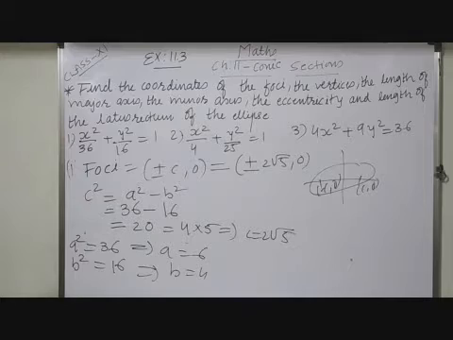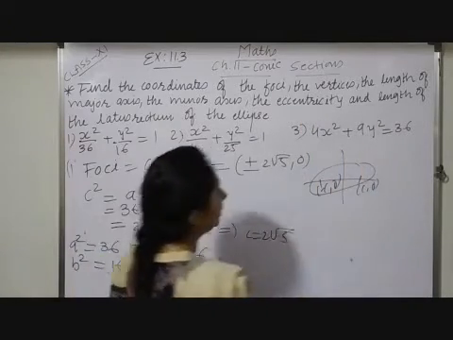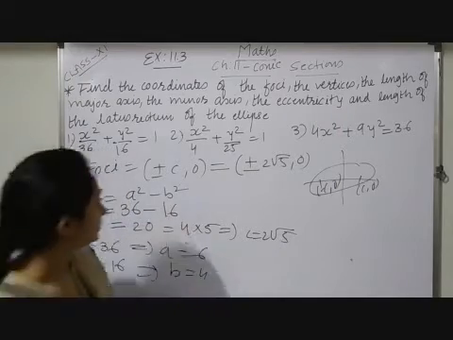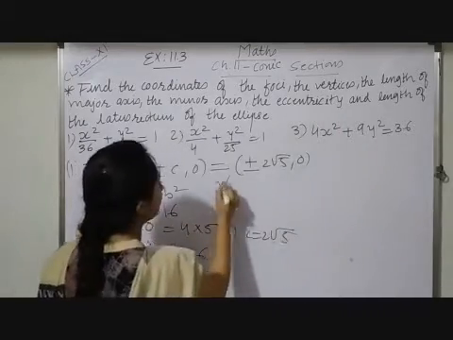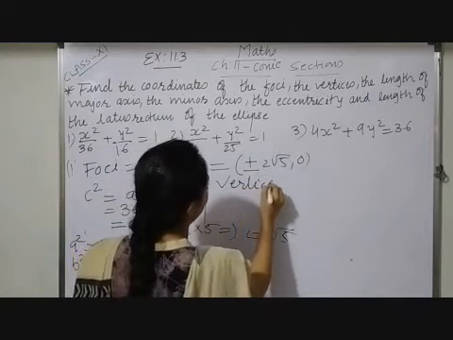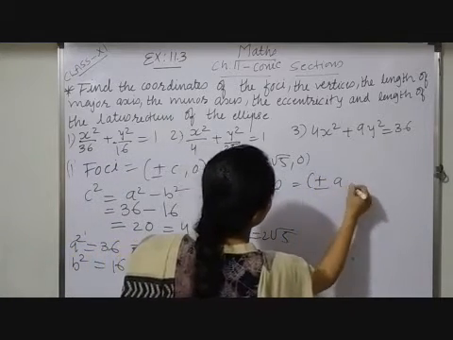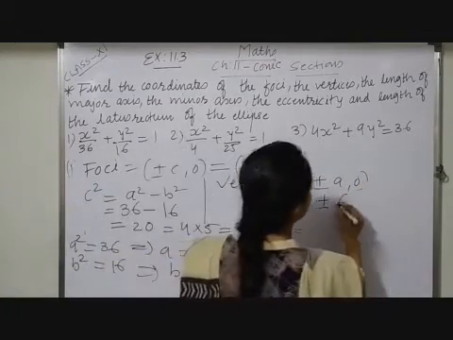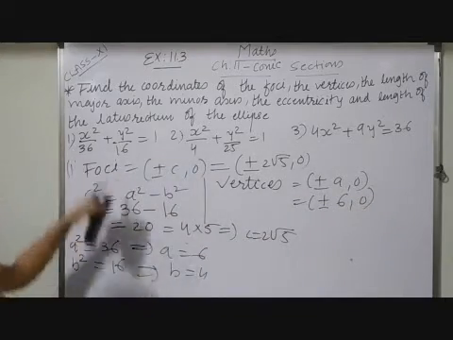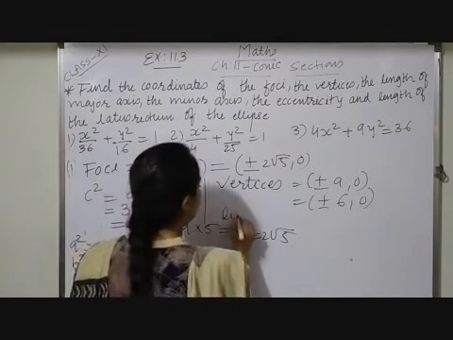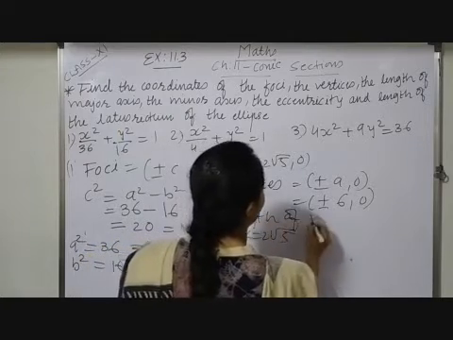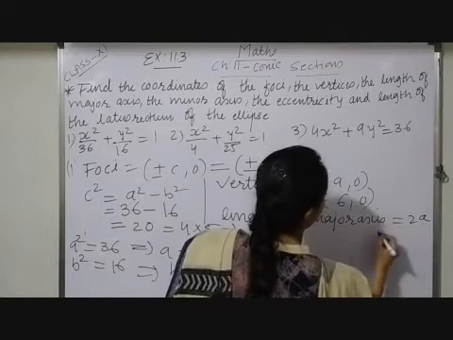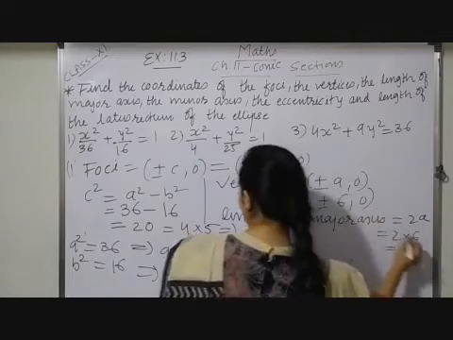Now next what we have to obtain? The vertices. Now vertices of major axis only we have to find. So here vertices equals plus or minus a comma 0. So that is plus or minus 6 comma 0. After that, length of major axis. Now length of major axis you studied, that is 2a. So 2 into 6 which equals 12.